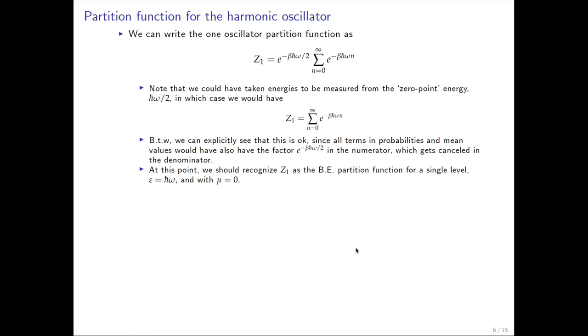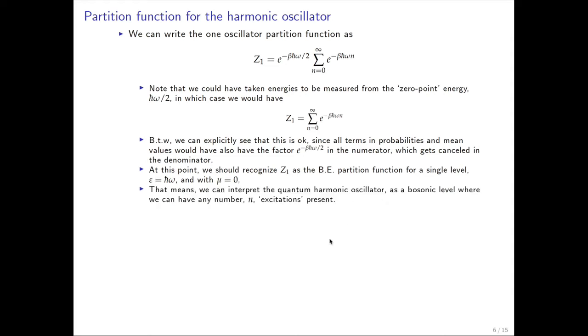So if you go back to the previous lecture, you'll see that this looks just like the Bose-Einstein partition function, in particular the grand partition function for a single level, when we only have one bosonic level, energy epsilon of h bar omega, but we have the chemical potential equal to zero. So that's what we recognize. Remember when we did bosons, if there was one level, it could be occupied with some number of bosons, and we got this sum here. We usually had the chemical potential as well, so here we have a special case of this.